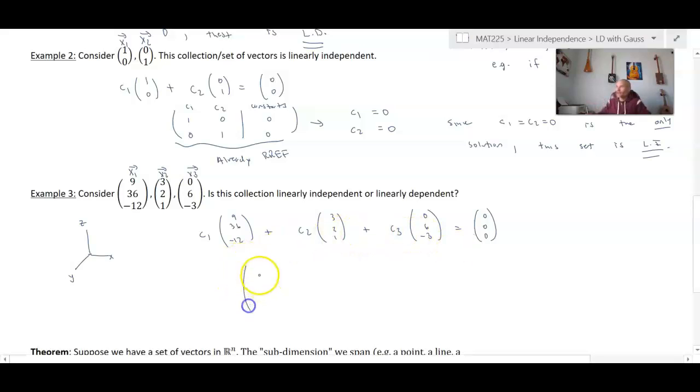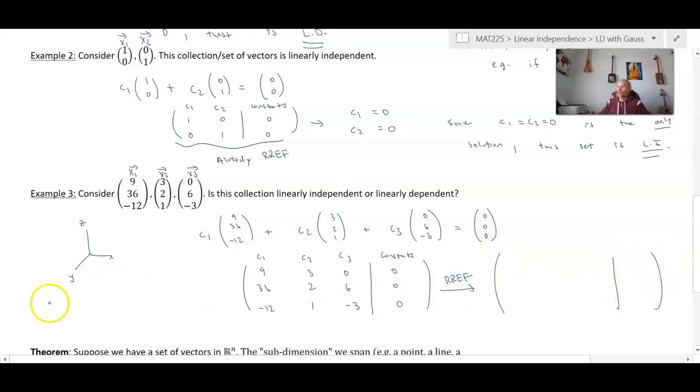So if I set up a matrix for this, my coefficients of C1, C2, C3, and my constants, I'll have 9, 3, 0, 0, 36, 2, 6, 0, negative 12, 1, negative 3, 0. And now I need to row reduce this. So I'll do that off to the side and we'll write down what the reduced row echelon form is.